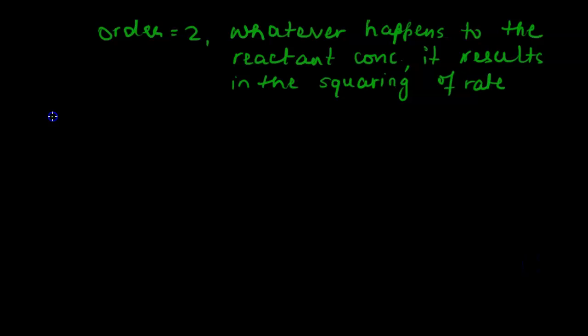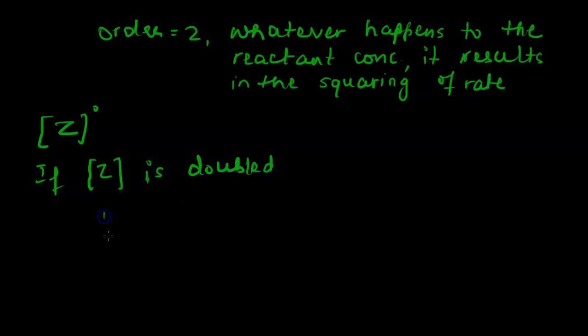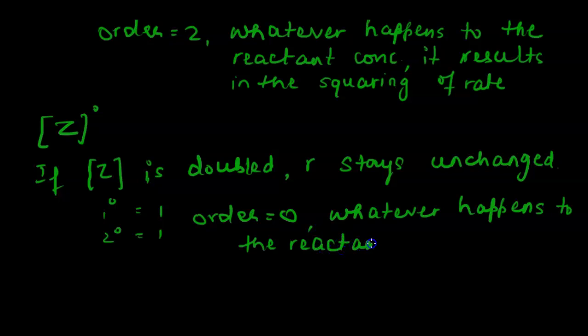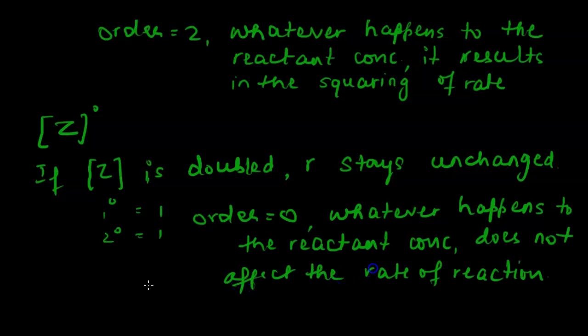Now let's describe Z. We know Z was to the power of 0. So if the Z concentration is doubled, meaning initially it was 1 and now it has become 2, because the power is 0 and now also it's power 0, the result is always the same, because anything raised to the power 0 is 1. So if the concentration of Z is doubled, the rate stays unchanged. Therefore we can conclude that if the order is 0, whatever happens to the reactant concentration does not affect the rate of reaction. So this is how we describe what happens to the rate when the orders change.